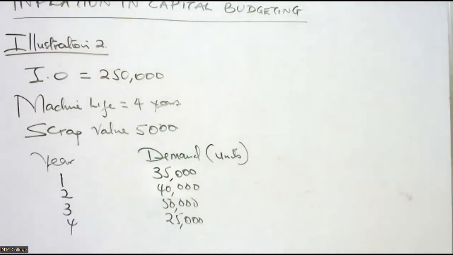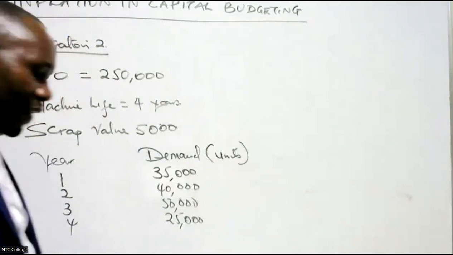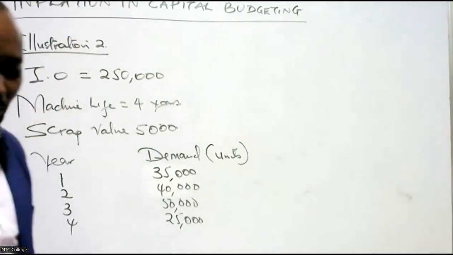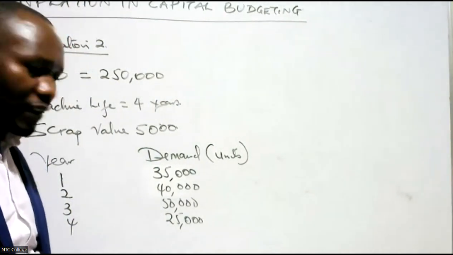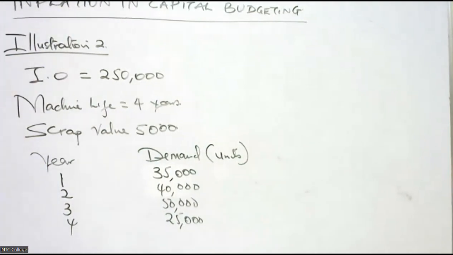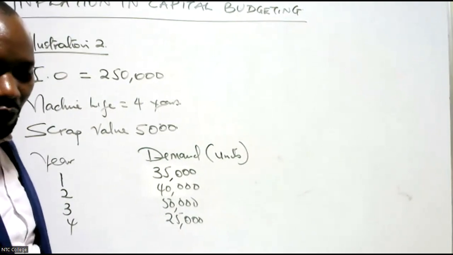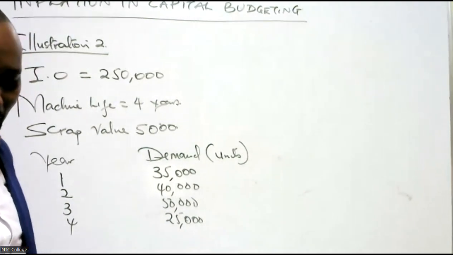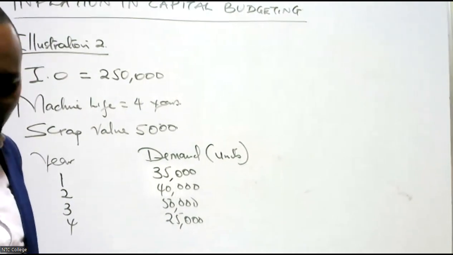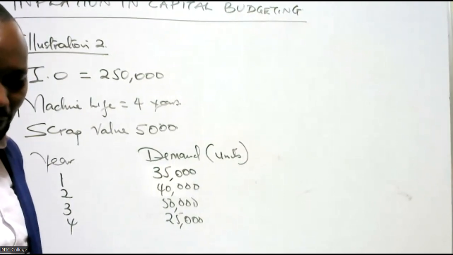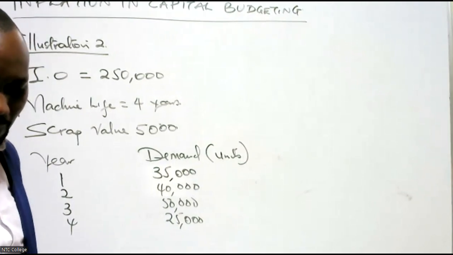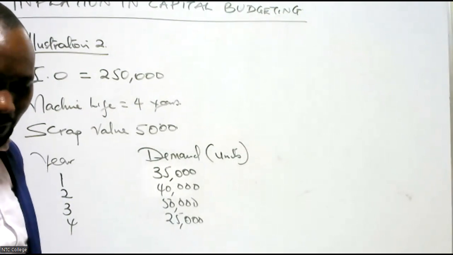Write down there that selling price is equal to 12 per unit. The variable cost is 7.8 per unit.